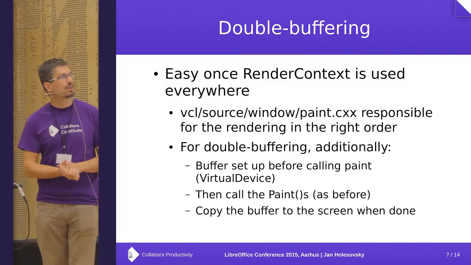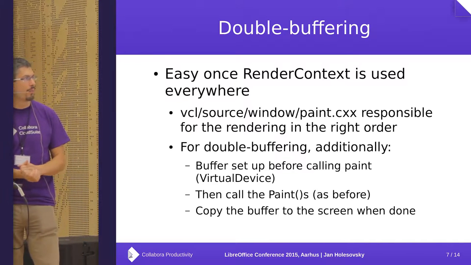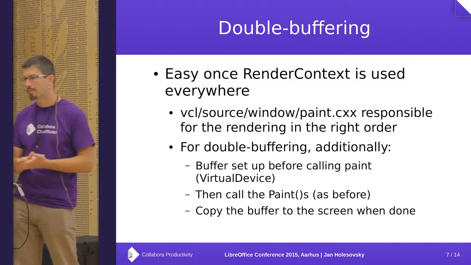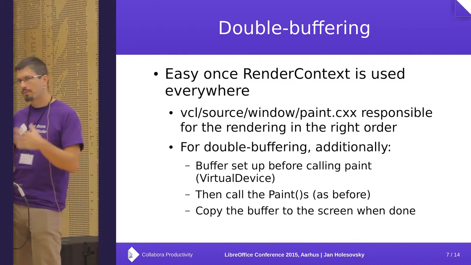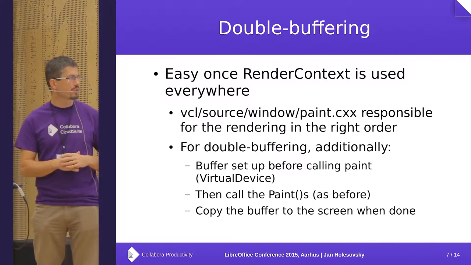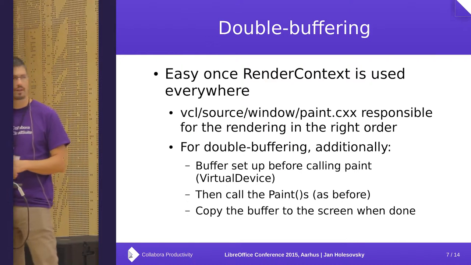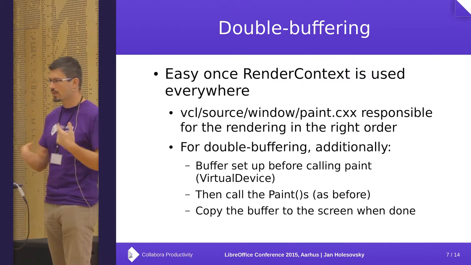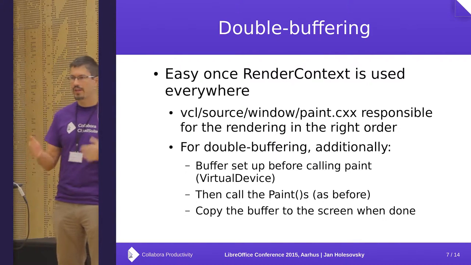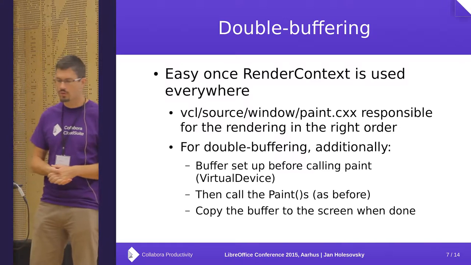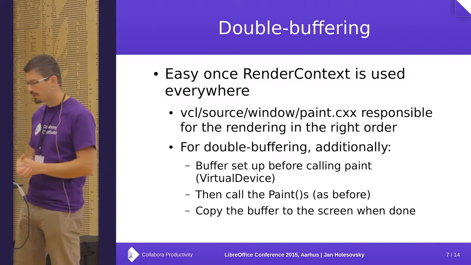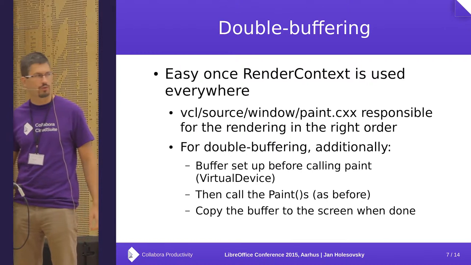So to achieve the double buffering when we have the render context, we can make relatively easy changes in the main paint engine in VCL that is responsible for the rendering. We set up the buffer for the double buffering first, then do the paints as we were doing before, or very similar, and when we are done with the painting, we copy it back to the screen. So when we have done the heavy lifting of the render context, the double buffering is there nearly for free, one would say.